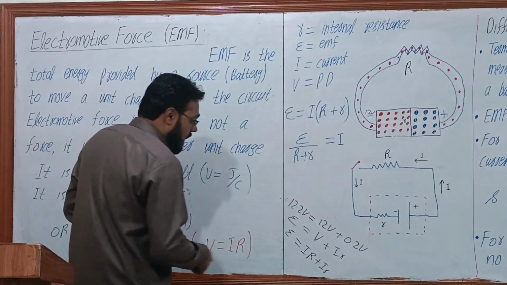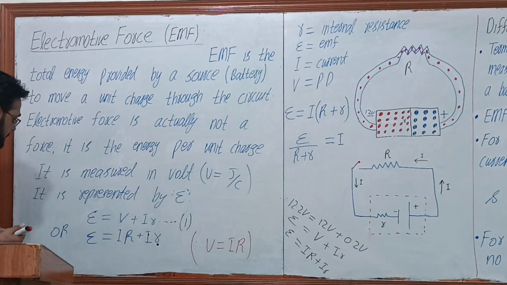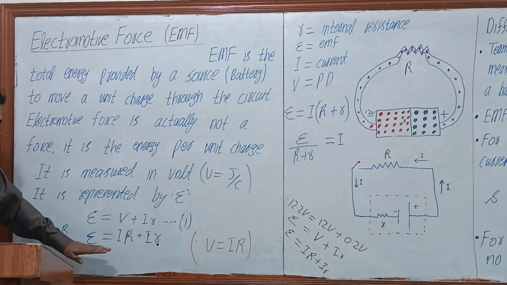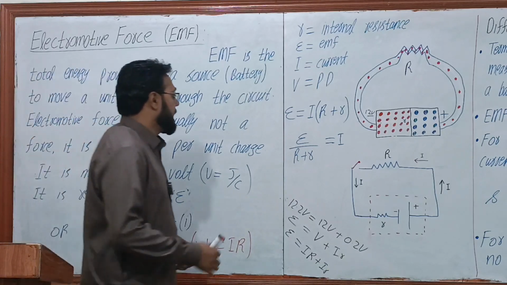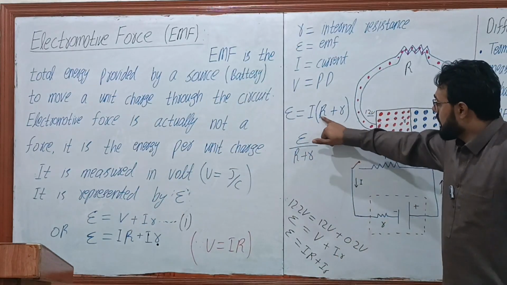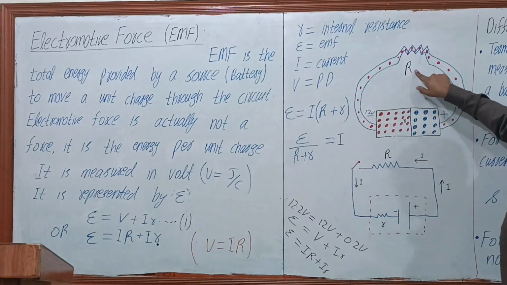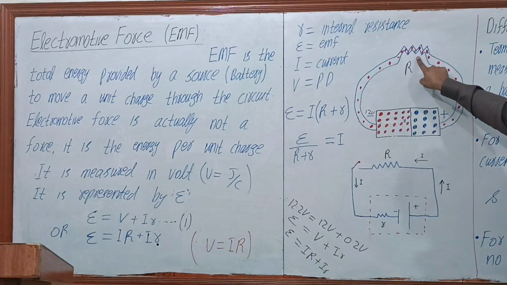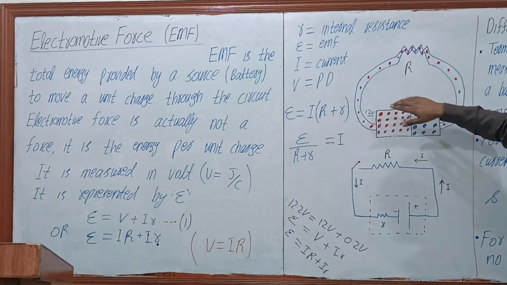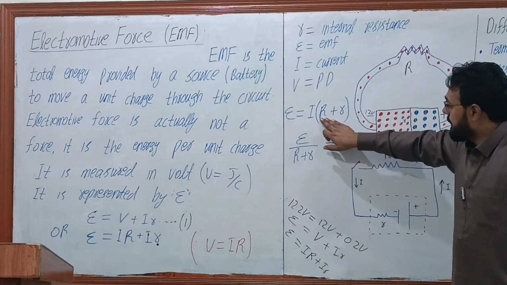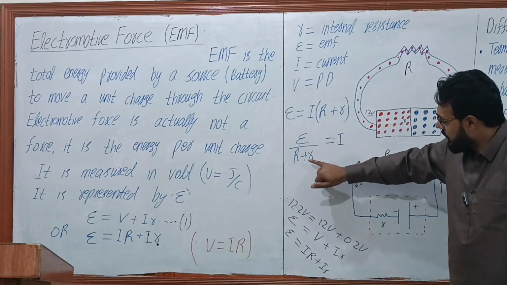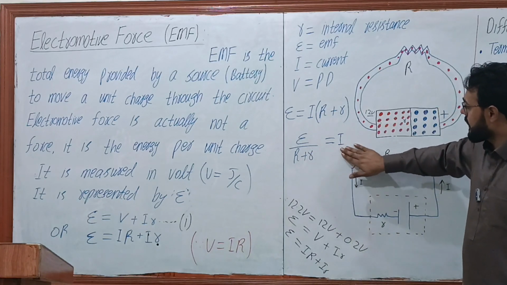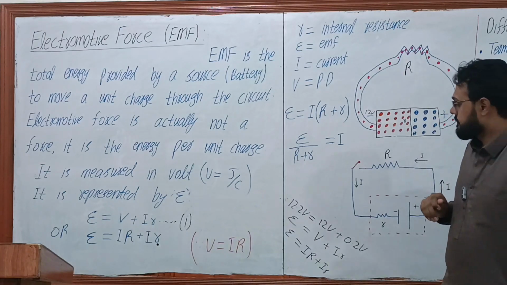Now, I is common in both of these equations for the EMF. By taking I common, small r and capital R are left. Capital R is the load resistance. Load can be a bulb, a fan, a water pump, etc. Let us consider it's a bulb. Now, capital R and small r are left. These both will divide the EMF. It's an equation for the current through this circuit.